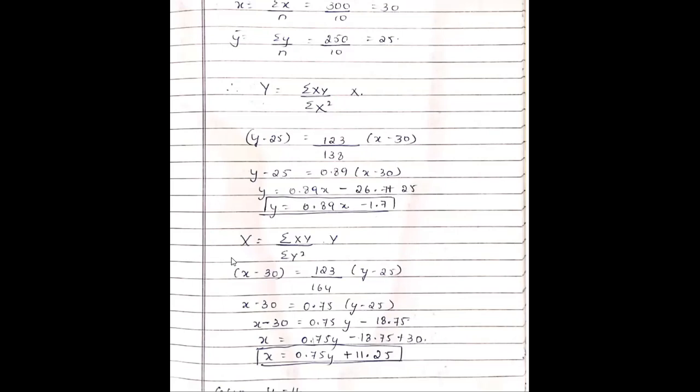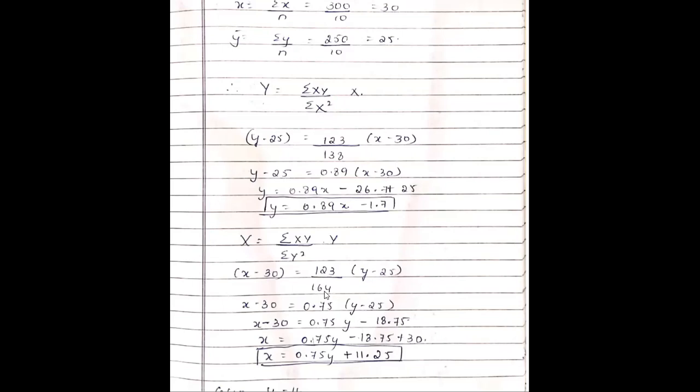We have to find one more line, which is x on y. So capital X is equal to summation XY by summation Y square into capital Y. This will give you the regression line of x on y. Capital X is x minus x bar, which is x minus 30. And this summation we have found just now. Summation XY is 123. Summation Y square is 164. Capital Y is y minus 25. So left hand side as it is.